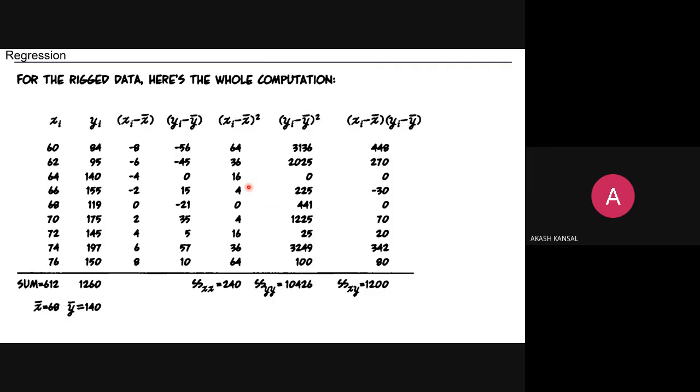Now let's do some calculations for the rigged data. You can try this on your own, but this is how it will be. We have the xi's and the yi's. Then we can obtain the x bar and the y bar. Since we have x bar, we can obtain xi minus x bar, and yi minus y bar. We can obtain these values as well, and we can also obtain the SSxy. You can try it.